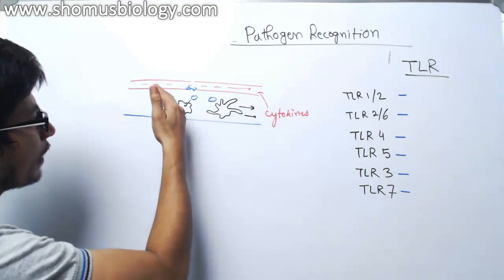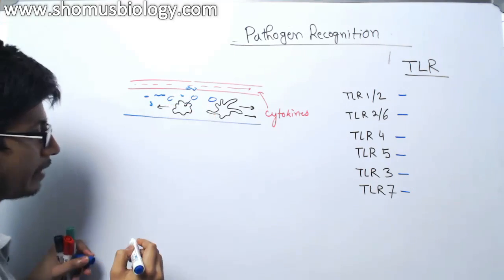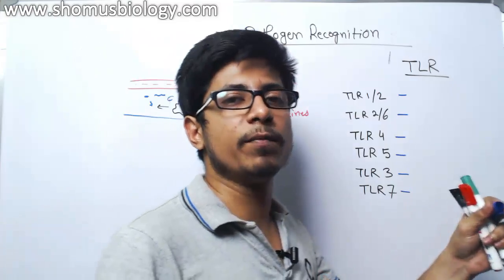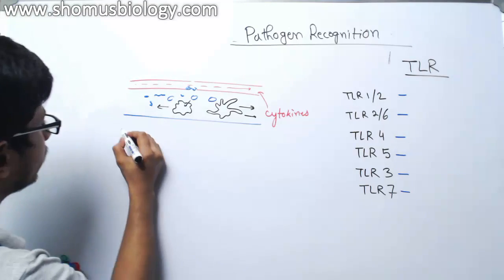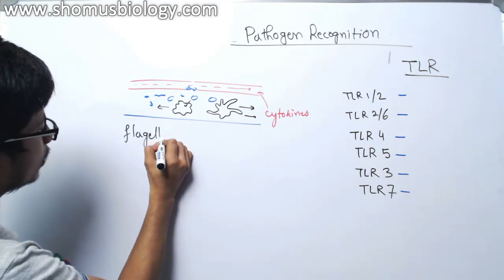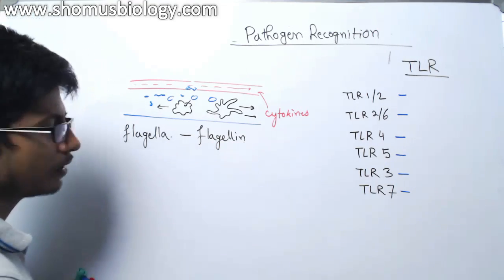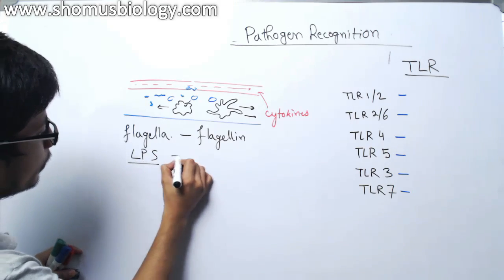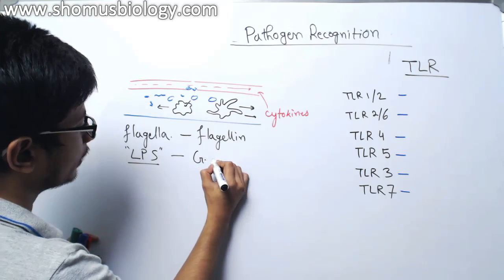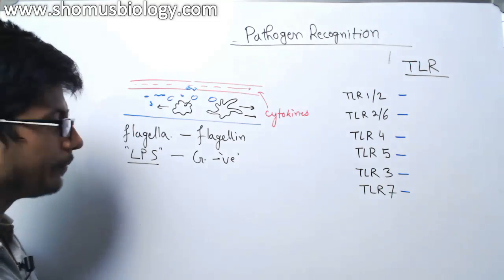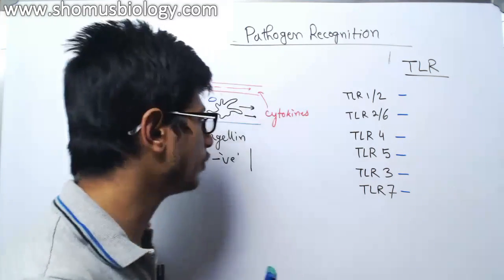But let's say there are fragments of bacteria present in this area. That fragment could be a body part of bacteria. The body part could be flagella, or the protein fragments that make flagella, which is flagellin. It could be lipopolysaccharide, which is a prime endotoxin part of the gram-negative bacteria. And also there are different peptidoglycans or glycoproteins found on the surface.